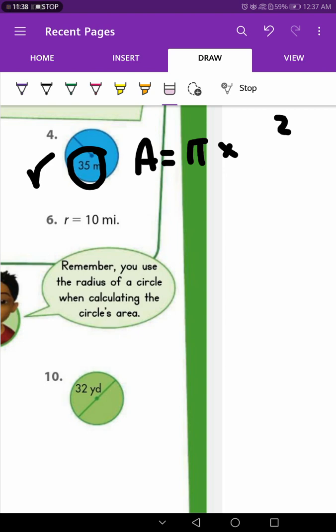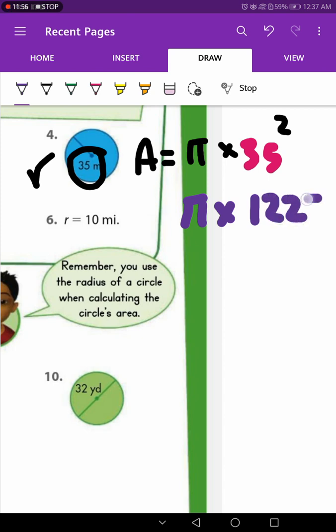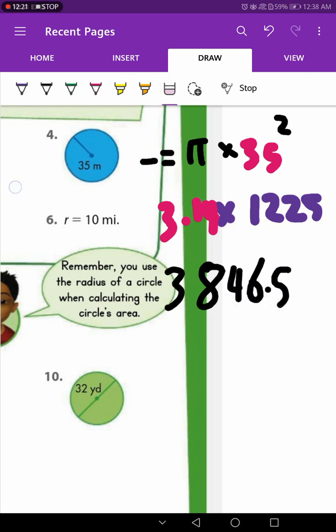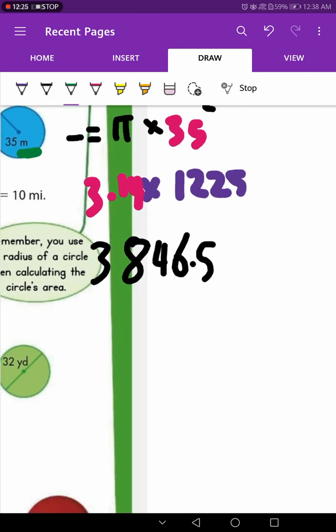So remove the R here and write its value, which is 35, and 35 multiply 35 is equal to 1225. So the area equals pi multiply 1225. Okay, you can replace the pi by its value, which is 3.14. Multiply 3.14, which equals 3846.5. And what is the unit? See, what is the unit here? Meter. So you write meter square because it is area.